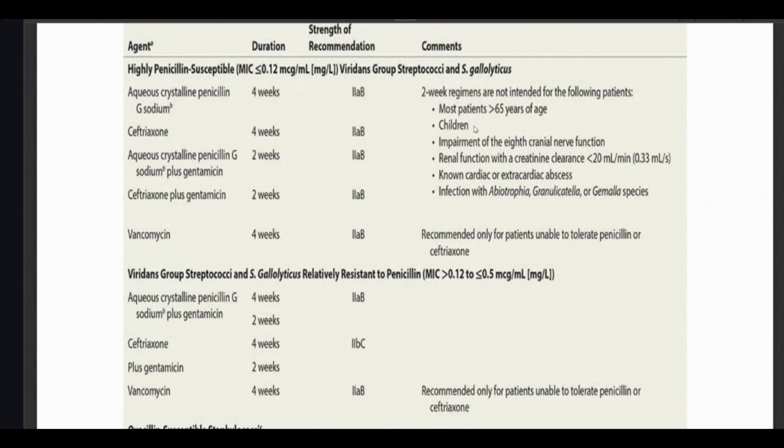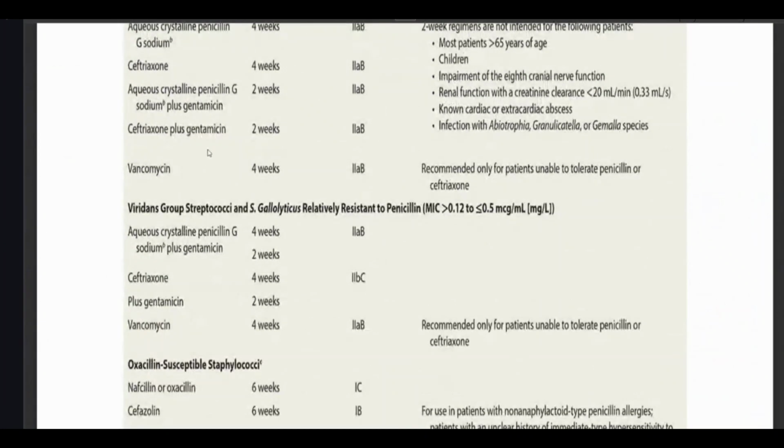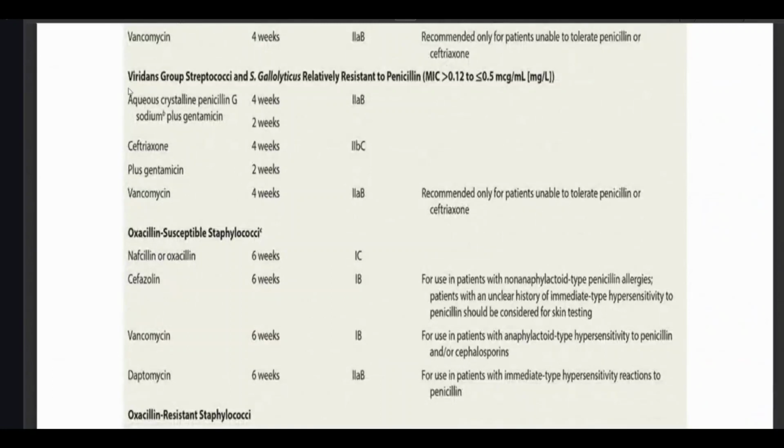patients above 65 years, children, and patients with impairment of the eighth cranial nerve function, renal function with a creatinine clearance less than 20 ml per minute, known cardiac or extracardiac abscess, and infection with Abiotrophia, Granulicatella, or Gemella species. We have ceftriaxone for 4 weeks, aqueous crystalline penicillin G sodium plus gentamicin for 2 weeks, ceftriaxone plus gentamicin and vancomycin for 2 weeks and 4 weeks respectively.